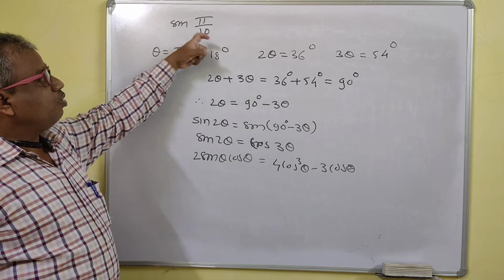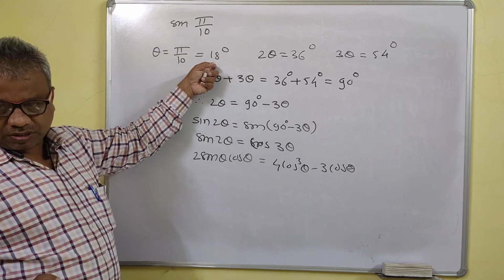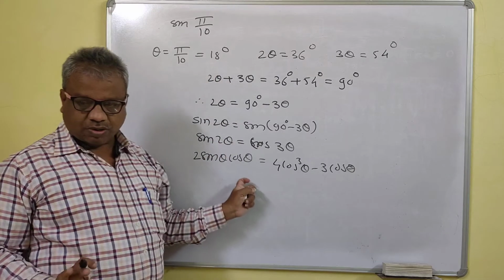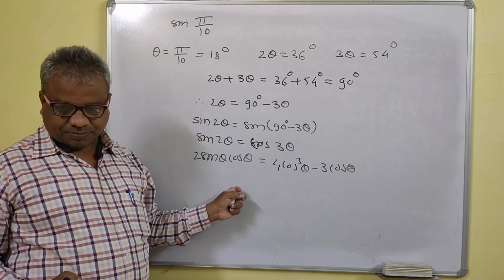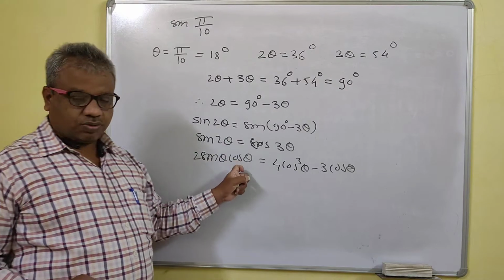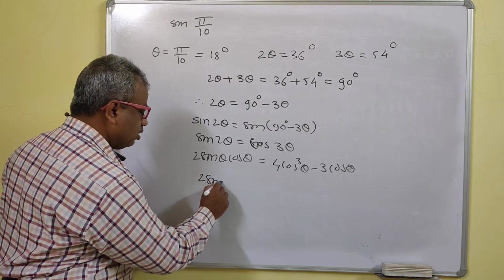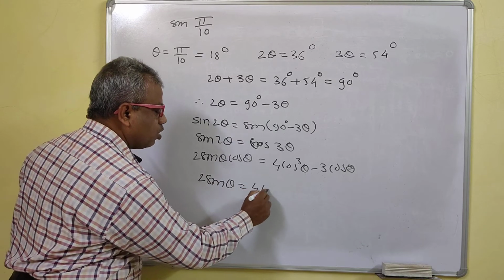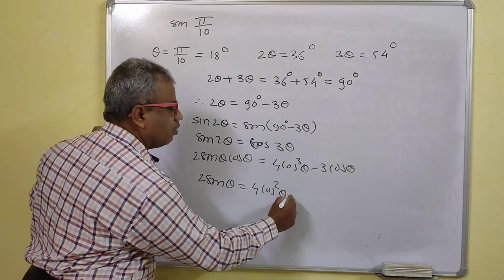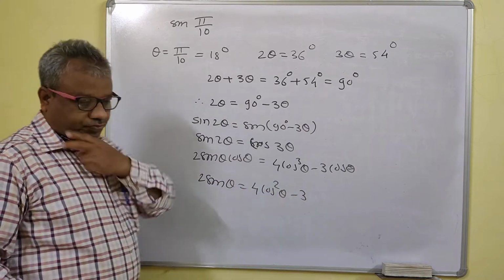Because cos of 18 will not be 0. This is not 0 because cos of 90 is 0, so cos 18 degree is not 0. So therefore you can cancel this. So this is 2 sin theta is equal to 4 cos square theta minus 3 now.